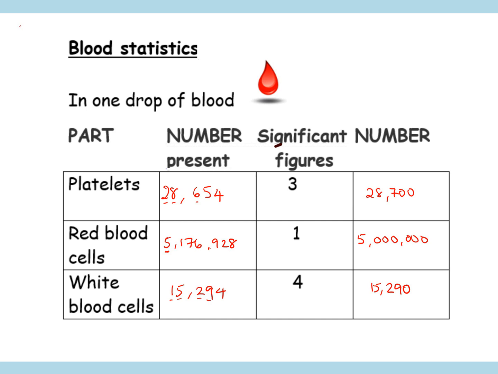So the reason why we use significant figures, okay, is that for numbers it is an approximation. Not everybody is going to have an exact number, and we have people of different sizes, different heights, different ages, and so they will have differences in the numbers of these blood components. So we give an approximate number.